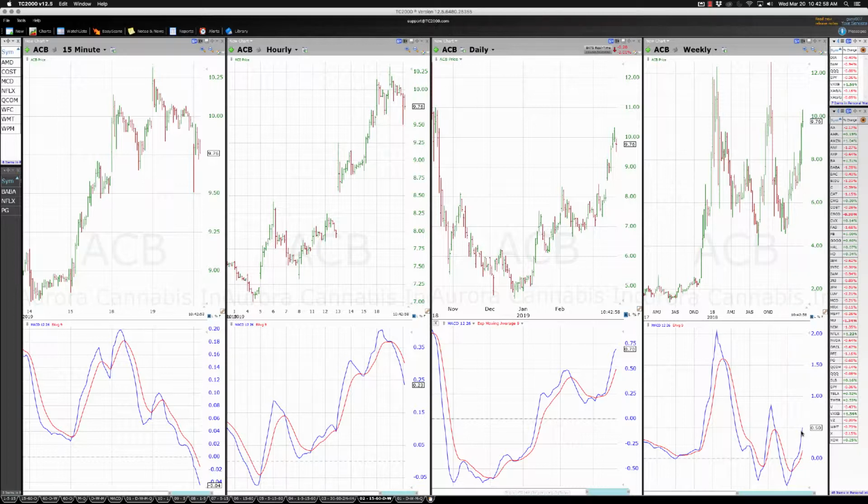At the same time, did the weekly turn to the downside? No. So the uptrend is still very much alive. So my expectation would be for the price to come back up.